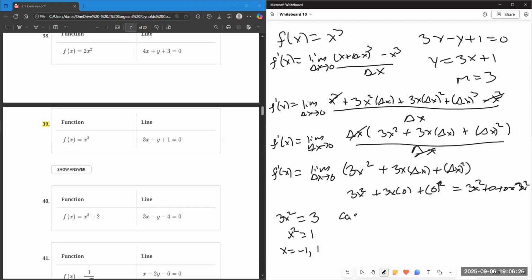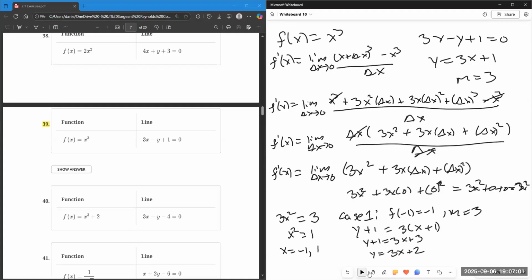So case 1 is going to be f of -1 is -1, and my slope is 3. So y minus -1 is equal to 3 times x plus 1, because minus a -1. Y plus 1 equals 3x plus 3. Y equals 3x plus 2.